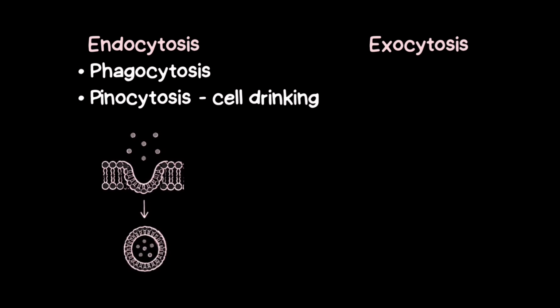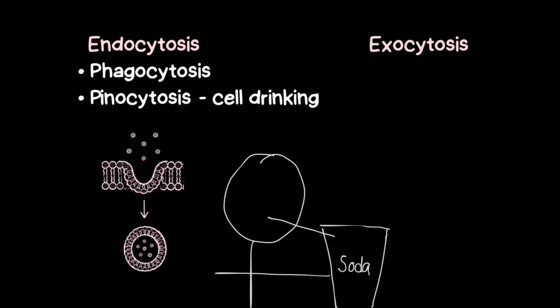Pinocytosis means cell drinking, where the cell takes in liquid droplets and dissolved substances. It's like using a straw to sip juice. The liquid is taken in just as the cell takes in fluid and dissolved substances.